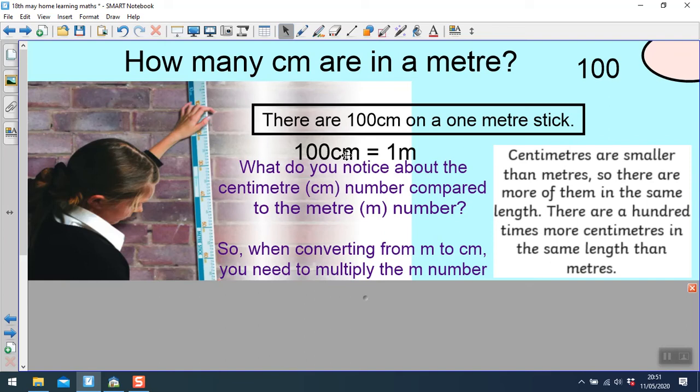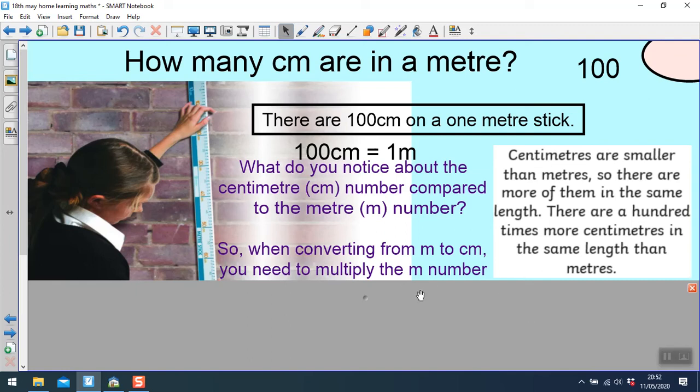100 centimetres is the same as 1 metre. What do you notice about the centimetre number compared to the metre number? The centimetre number is 100 times bigger than the metre number. Centimetres are smaller than metres, so there are more of them in the same length. There are 100 times more centimetres in the same length than metres.